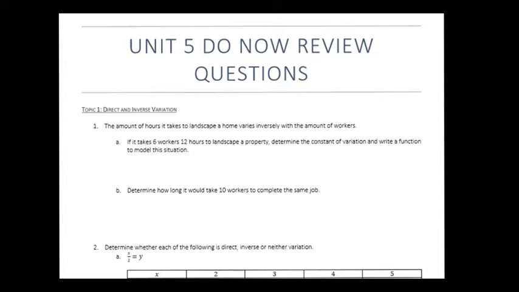So the first problem that we have is a word problem that talks about inverse variation. If you just read through the problem in order, you'll see that it says the amount of hours, so we're going to call that H, it takes to landscape a home varies. Whenever you see varies, you're going to write equals. And then inversely means that it's a division problem. You have k in the numerator divided by the next variable, which in this case is going to be the amount of workers. So that's the function that I'm working with.